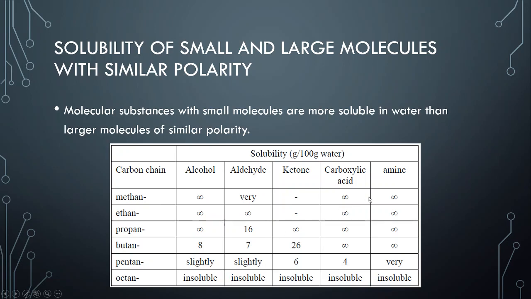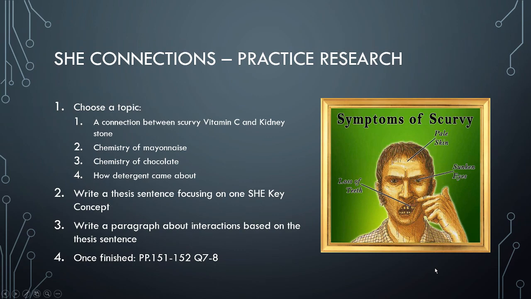If you look at carboxylic acid, the COOH group is a highly polar group. So methanoic acid, ethanoic acid, propanoic acid, and butanoic acid, they can dissolve into water, soluble in water. But when it comes to pentanoic acid, octanoic acid, not so much. What you can see is that no matter what functional group it's attached to, they are considered to be insoluble.